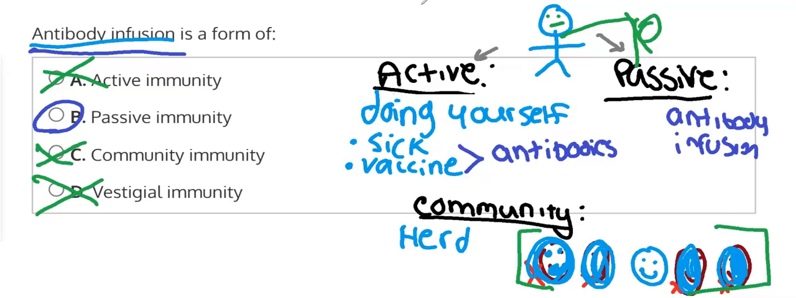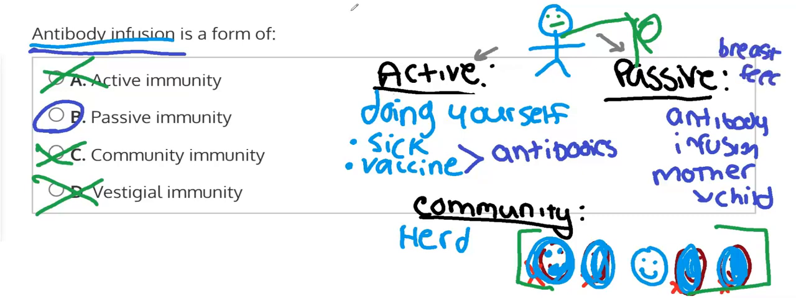Therefore, antibody infusion is a form of passive immunity. Of note, another example of passive immunity besides the antibody infusion is mother to child. While a mother is pregnant with the child, she could possibly pass an immunity down to the developing fetus, or through breastfeeding as well. She could also send immunity that way. So just of note, those are other examples of passive immunity, which is our answer to this question, choice B.